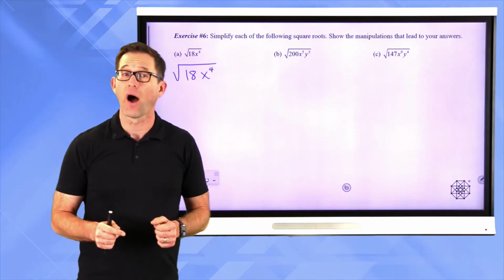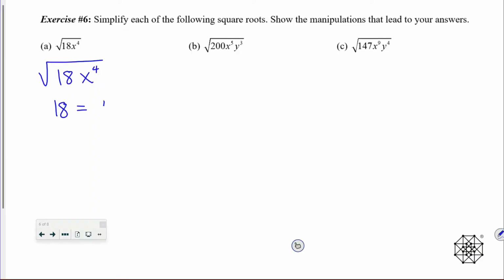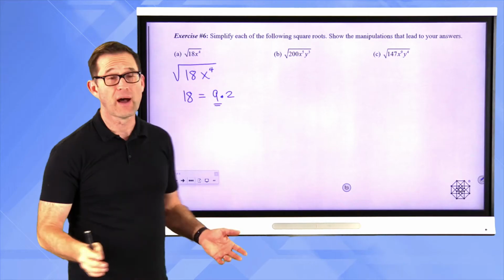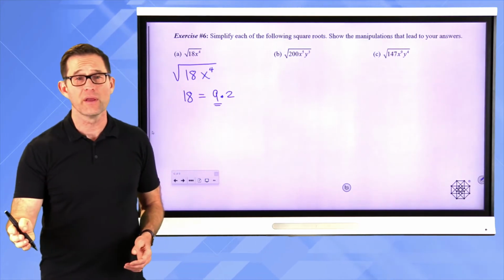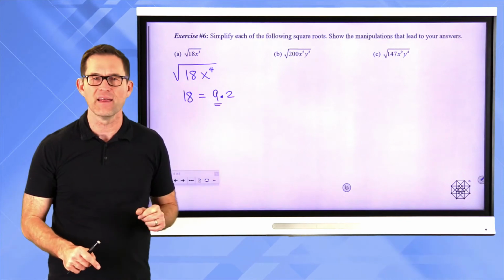And that's 9, right? So 18 is equal to 9 times 2. It's also equal to 3 times 6, right? But neither 3 nor 6 is a perfect square. So I really need that 9 getting in there.